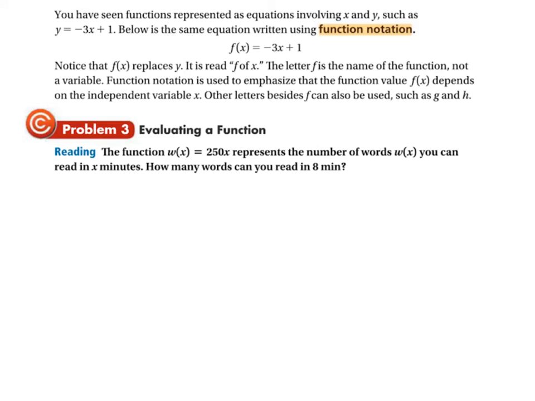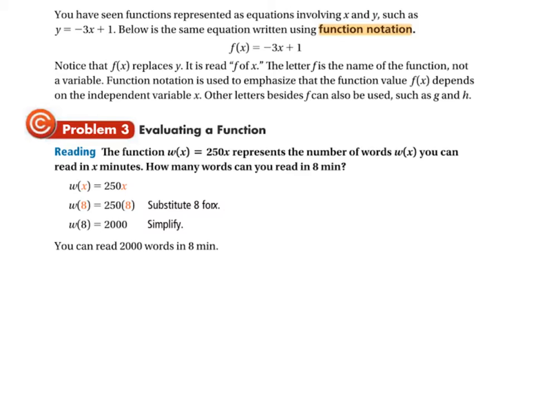So what do we do with it? Well, they say the function w of x equals 250x. x represents the number of minutes, and the output is the number of words that you can read in that many minutes. You put the input number in and it produces a value out. How many words can you read in 8 minutes? Well, the way that you write it is you would say, if you're going to evaluate it for x equals 8, then where you see x here, you write 8. So you would write w of 8, and then you would have the value of it.